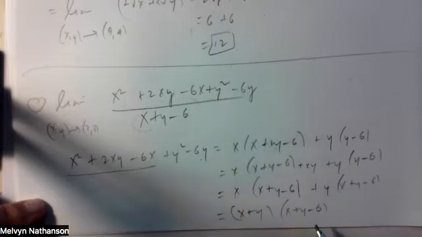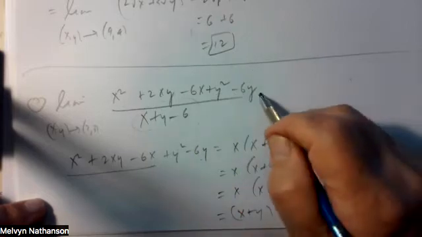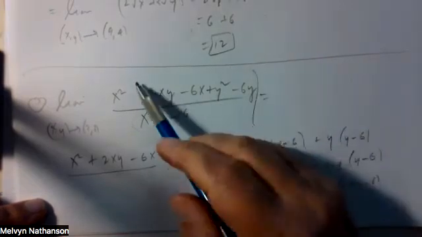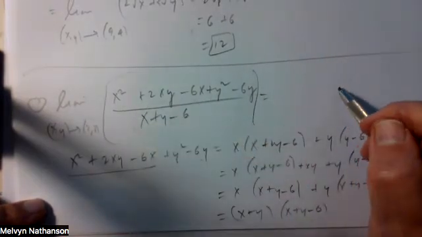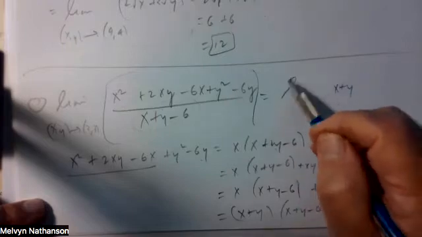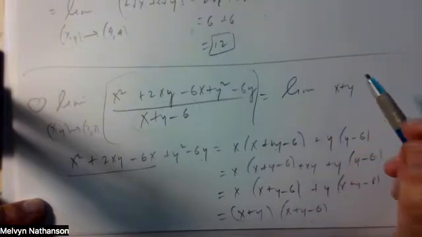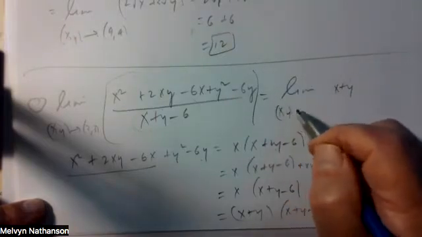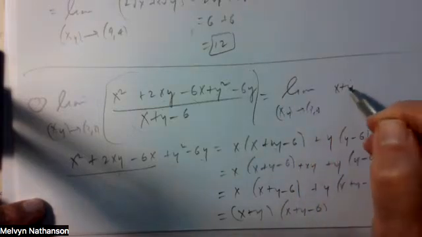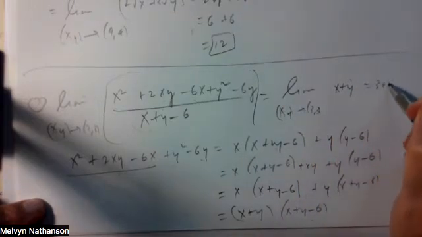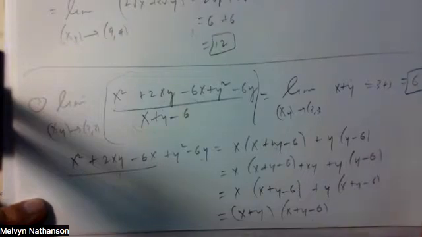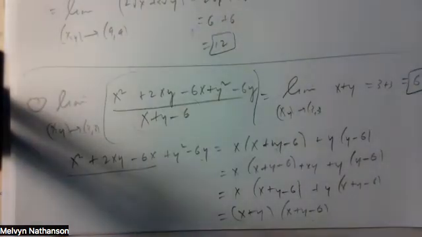So if I take this and divide by x plus y minus 6, this fraction is exactly x plus y. So I really just need to compute the limit as (x,y) goes to (3,3) of x plus y, and that's 3 plus 3. So the limit is 6.